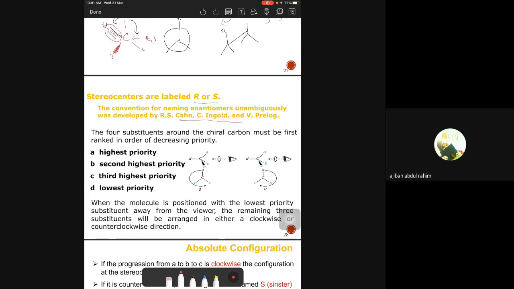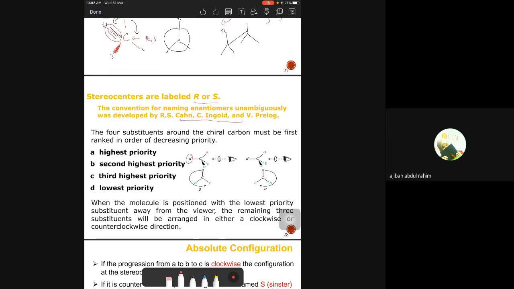So the four substituents around the chiral carbon must be first ranked in order of decreasing priority. So let's say we have A, highest priority, B, second highest, C, third highest, and you have the lowest priority D. So always put the lowest priority at the back, which is this one. And we will try to see the carbon at this angle.